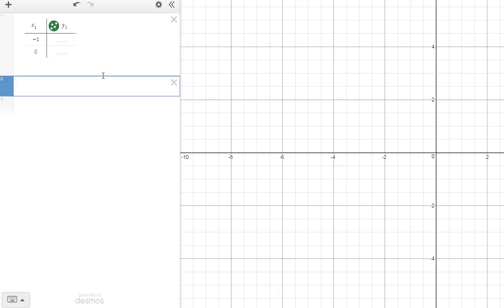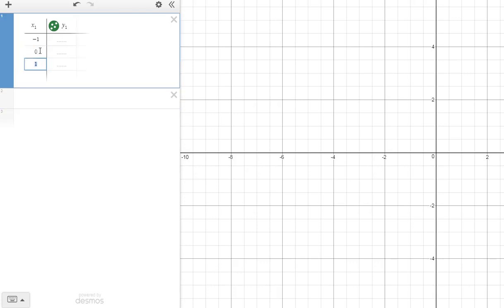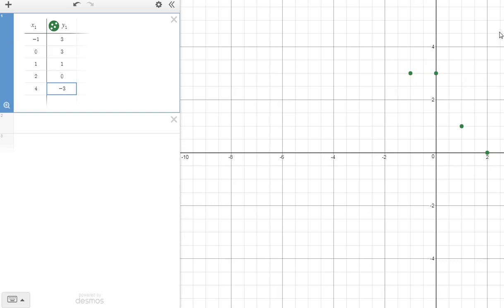-1, 0, 1, 2, and 4. Okay, and on my y values, I had 3, 3, 1, 0, -3. And if you look over here, you can see where Desmos started plotting that data on the plane. You can see that it looks pretty similar to what we had before. The last data point kind of went off our screen here, but that's okay.